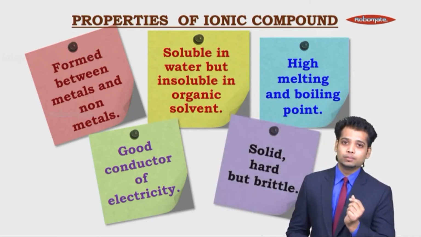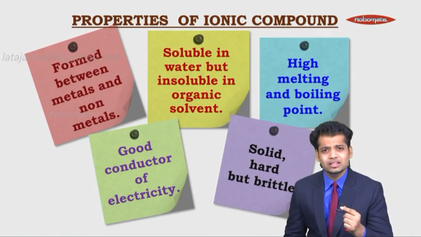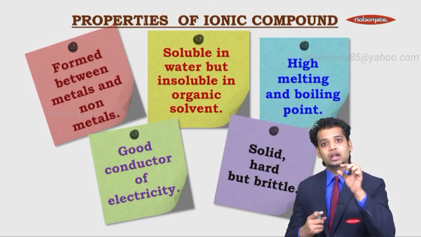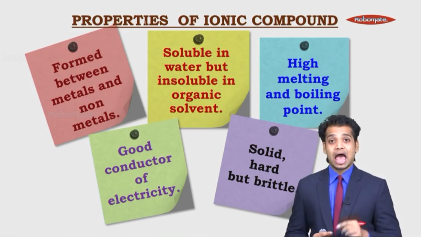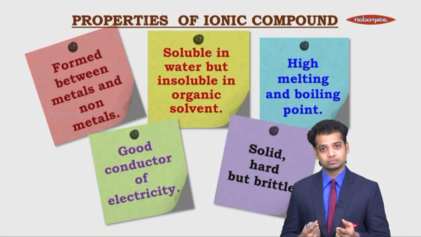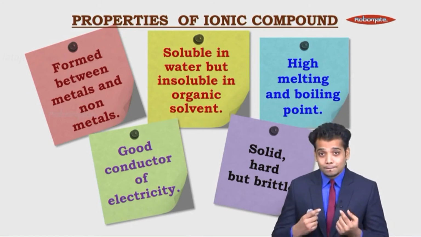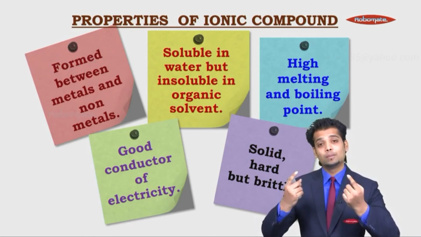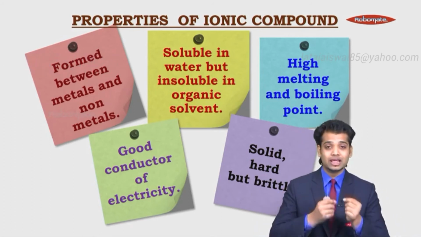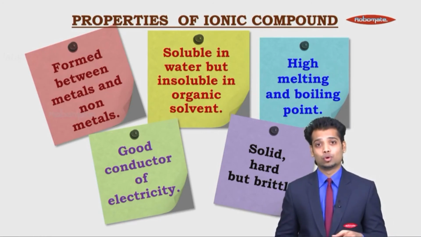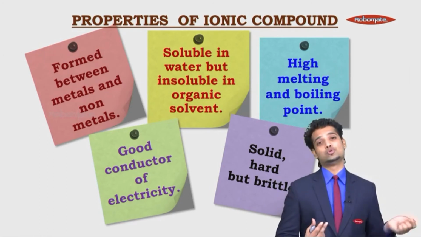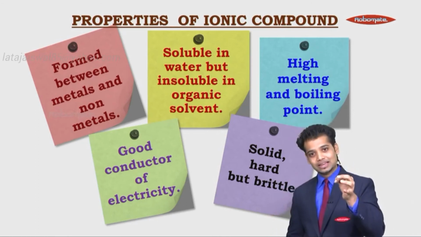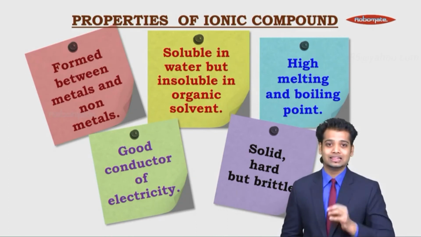Solid, hard, but brittle. Hard and brittle at the same time. Hard here does not mean unbreakable; hard means it is solid and firm, and brittle means it is breakable. Because metals are hard and non-metals are brittle, ionic compounds are both hard as well as brittle. An example is rock salt. It is hard, but when you hit it with a hammer, it is going to break apart. So it is solid, hard as well as brittle at the same time.